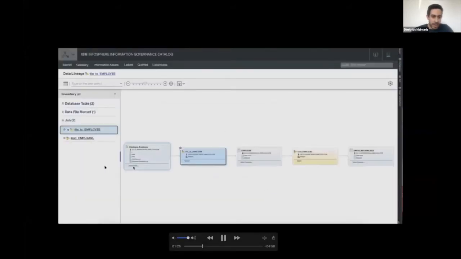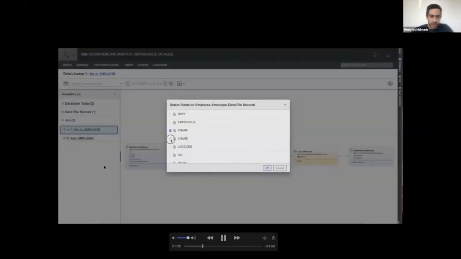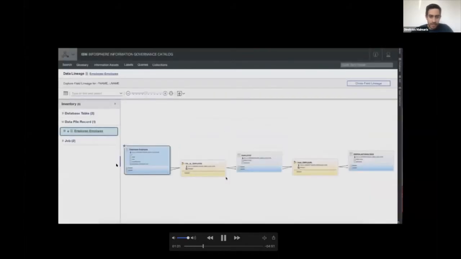So for example, we can pick on IGC 2 different columns to see, in that case, first name and last name, and you see that it goes through this job, then it becomes this table with the columns having this name, and then it goes through the third job, and the end result is seen in the third table.